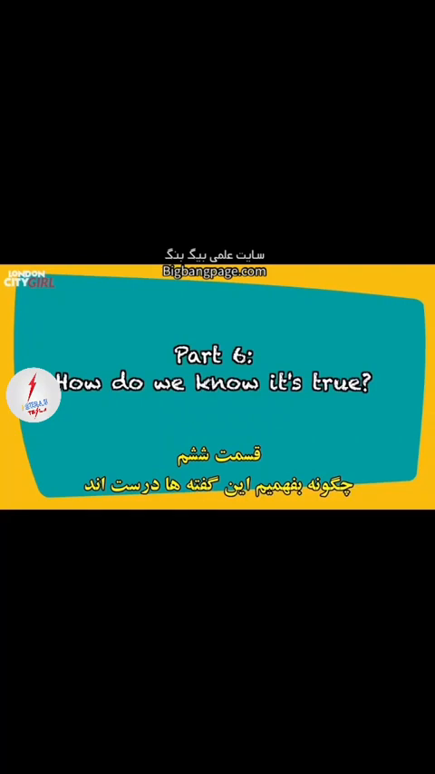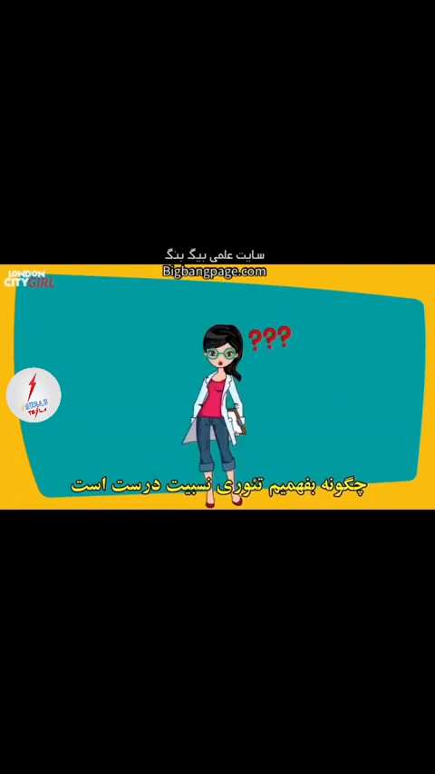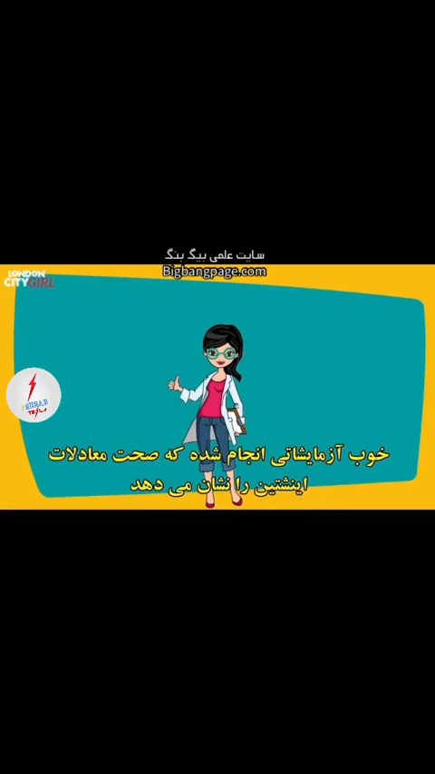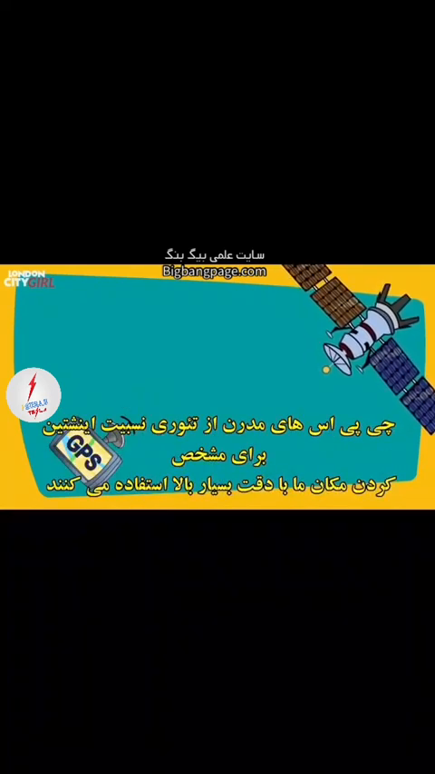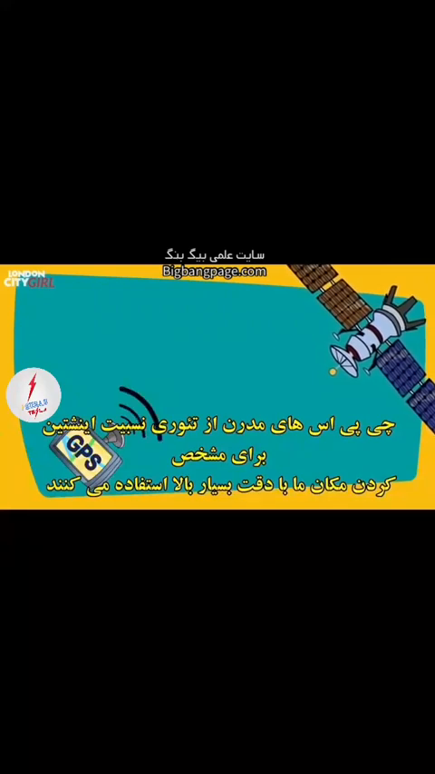Part 6. How do we know it's true? How do we know that the theory of relativity is true? Well, countless experiments have been carried out, and Einstein's equations hold true. Modern GPS uses Einstein's theory of relativity to pinpoint our locations with impressive accuracy.